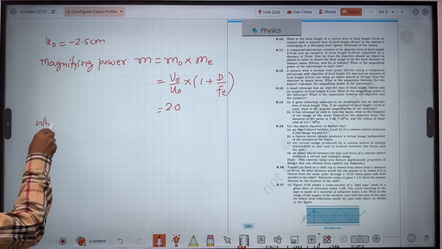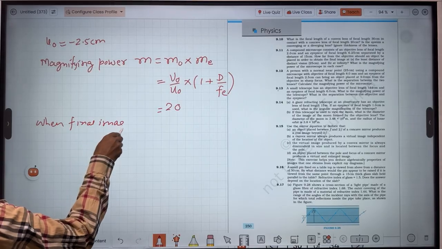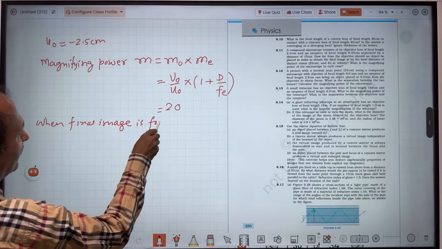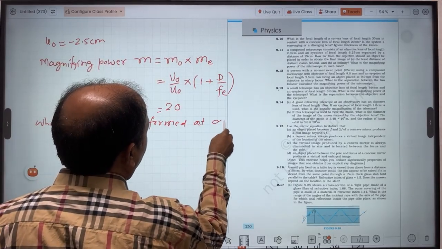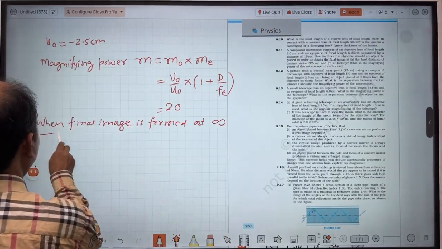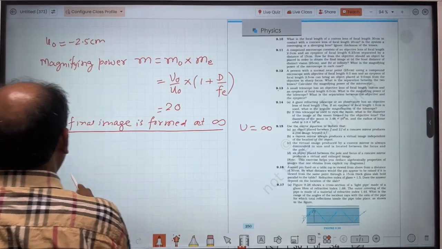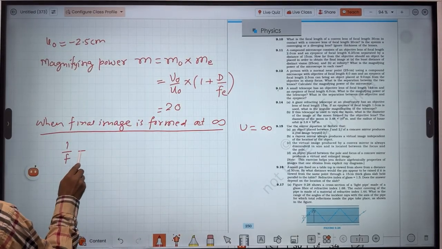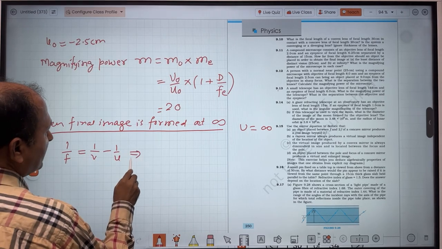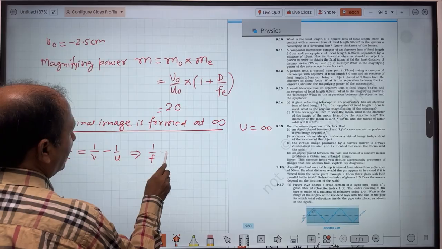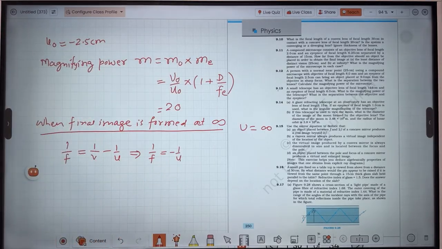So when the final image is formed at infinity, then V equal to infinity, 1 upon F equal to 1 upon V minus 1 upon U. This will give 1 upon F equal to minus 1 upon U. Right?